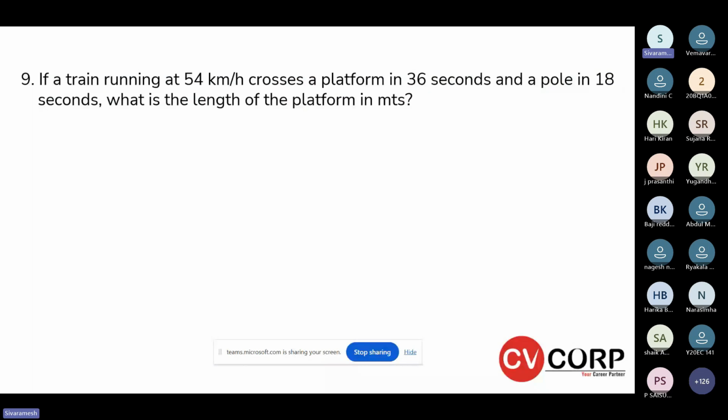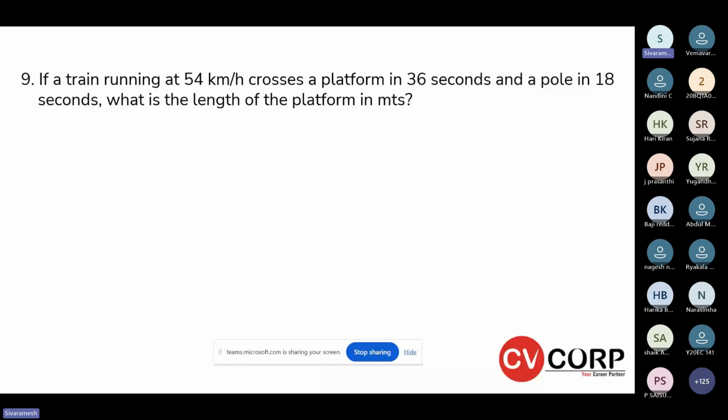Okay, so if you look at this terminology, you will get to know that this question belongs to time, speed and distance. If a train is running at 54 kilometers per hour, it crosses a platform in 36 seconds and a pole in 18 seconds. What is the length of the platform in meters, they are asking?